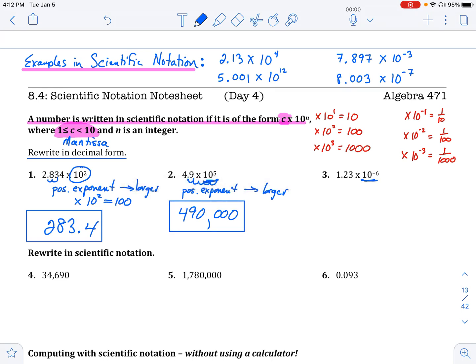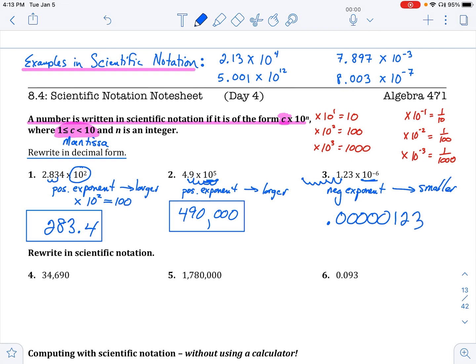Let's be careful here. We're multiplying by a negative exponent, or times 10 to a negative exponent, which is going to make my number smaller. So if I would like to make it smaller, I'm going to move the decimal place once to get it on the other side of the 1, and then I need to move it 1, 2, 3, 4, 5 more times. So I'm going to have to add in 5 zeros to make that number smaller.